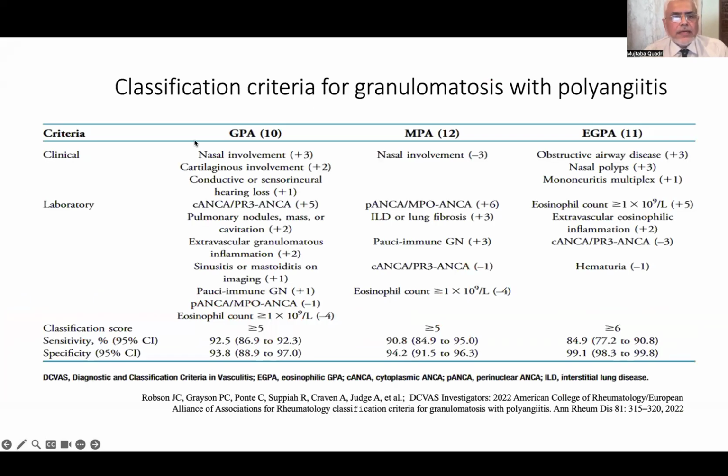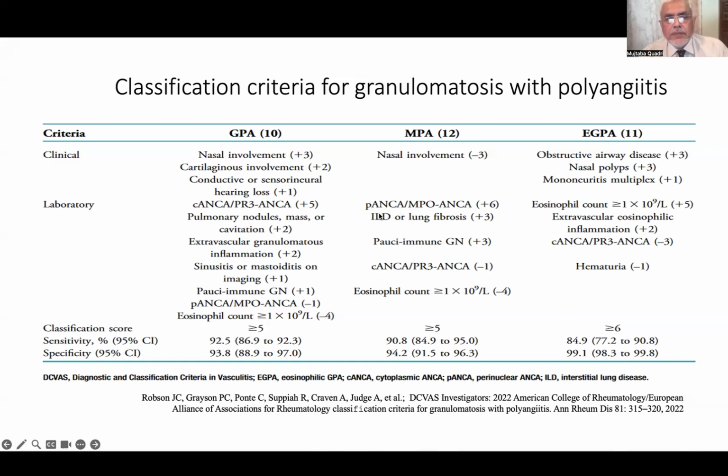that. But in addition to that, even clinically, this DCVAS classification in vasculitis, where scores over 5 and 6 have very high sensitivity and specificity for ruling in or ruling out GPA, MPA, and EGPA. I would urge you to be familiar with that. For instance, in GPA, if you have nasal involvement, cartilaginous involvement, and C-ANCA or PR3 positive, you already get 8 or 9 points right there along with these nodules. And in MPA, on the other hand, a nasal involvement would give you a minus 3. So it rules out also.